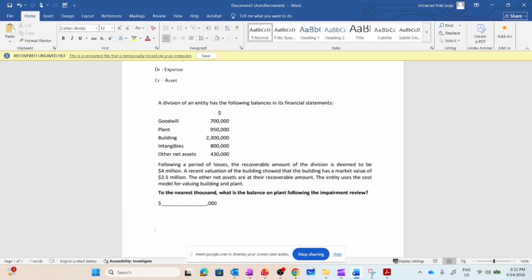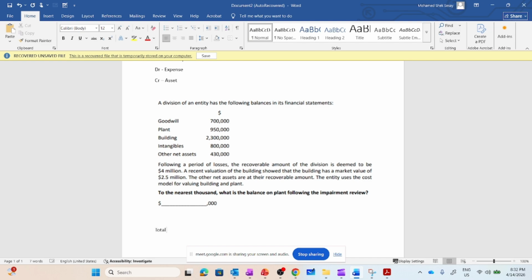A division of an entity has the following balances in its financial statement. Goodwill, you can take out your calculator. You need to add the total assets for me. Goodwill is 700, plant 950, 2000, 2,300,000, 800, 430. The value of the assets, right? So you can add it for me. Then I need the value of the assets.